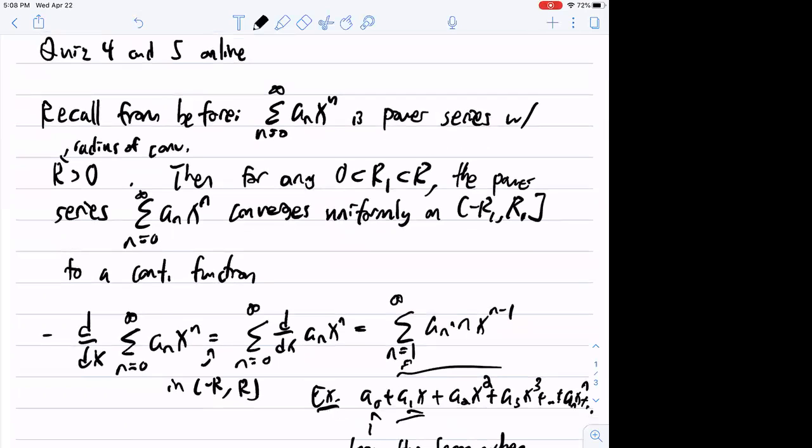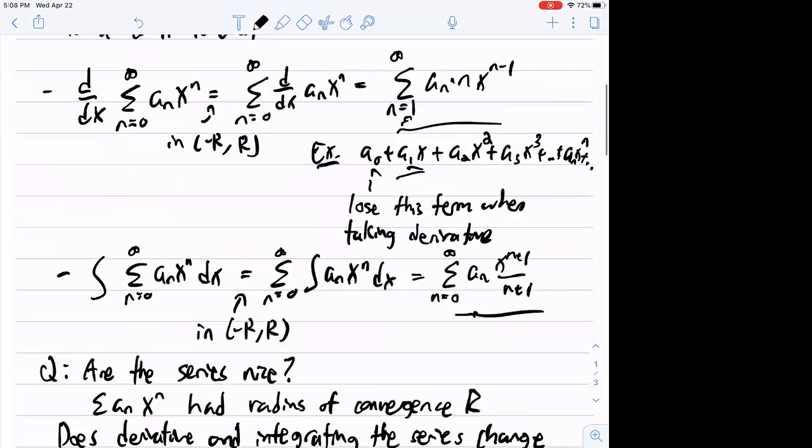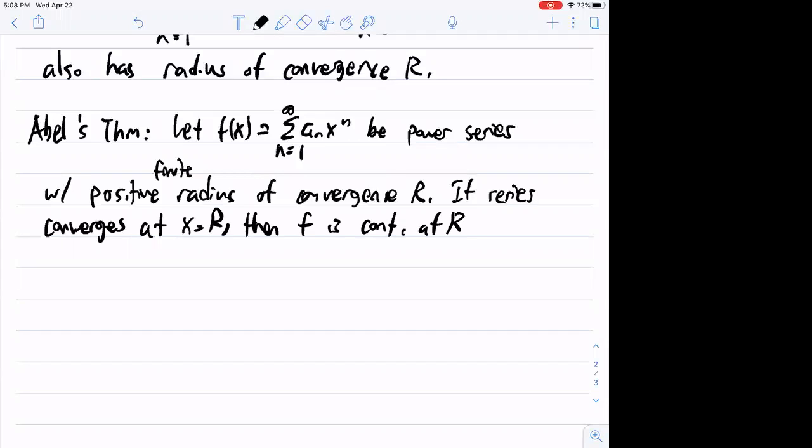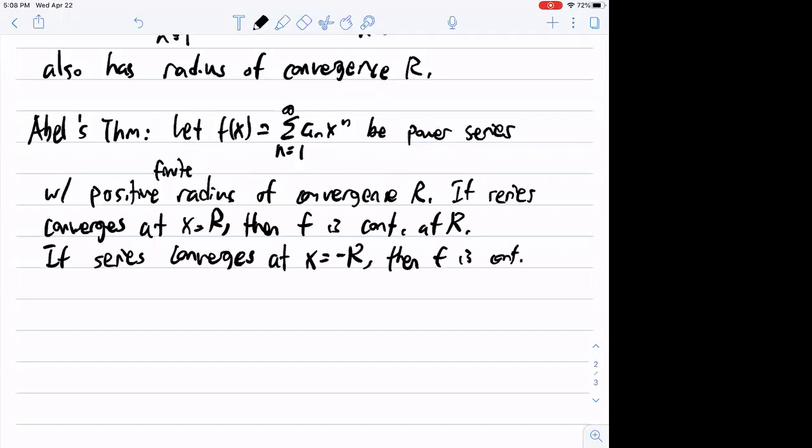So the question is, what about at the boundary points, the points R and negative R? Do we get a continuous function? It says if the series converges at x equals R, then f is continuous at R. And if the series converges at x equals negative R, then f is continuous at negative R. And that's about it.